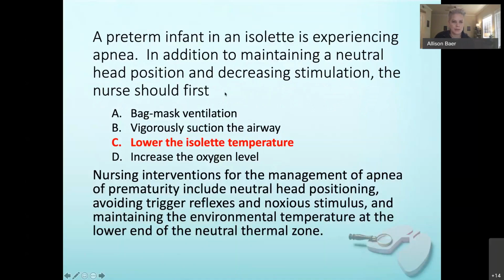So I think I picked bag mask just because I'm like, oh, you need to stimulate them, but it's lower the isolette temperature. So the main things for prevention are neutral head position, make sure they're not obstructing. In addition, avoiding triggers and stimulation, and maintaining a neutral thermal environment. Lower end of neutral thermal.